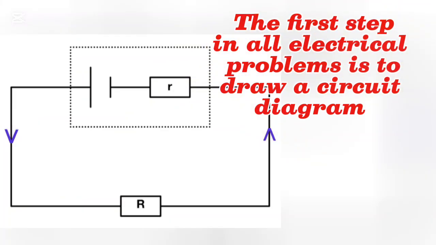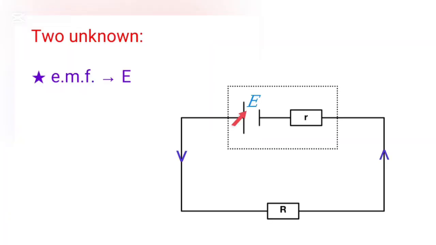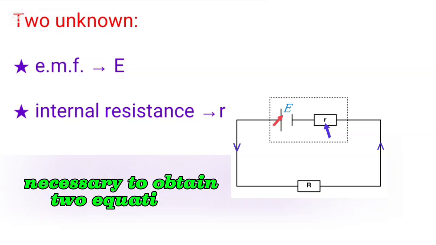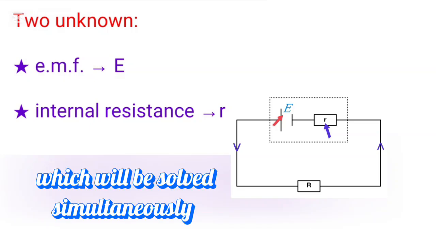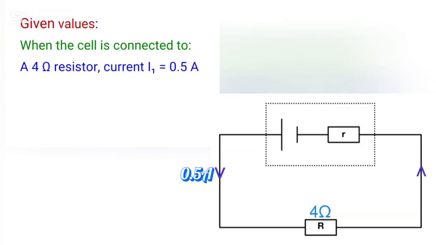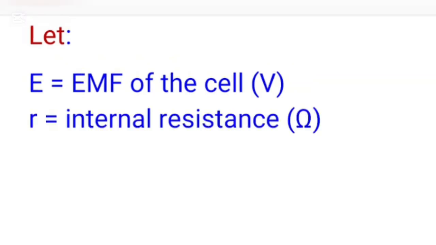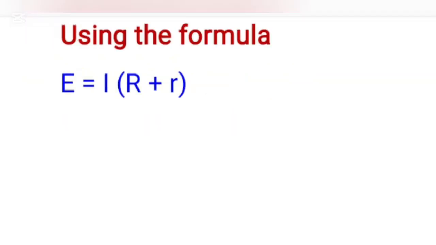The first step in all electrical problems is to draw a circuit diagram. In this problem, we have two unknowns, the EMF and the internal resistance of the cell. It is therefore necessary to obtain two equations which will be solved simultaneously. Given values: a 4 ohm resistor, when connected, supplies a current of 0.5 ampere. A 9 ohm resistor, when connected, supplies a current of 0.25 ampere. Let E be the EMF of the cell in volts and r the internal resistance of the cell in ohm. Using the formula E is equal to I(R plus r).